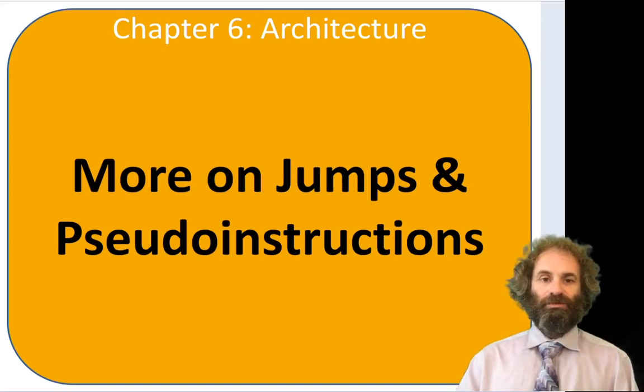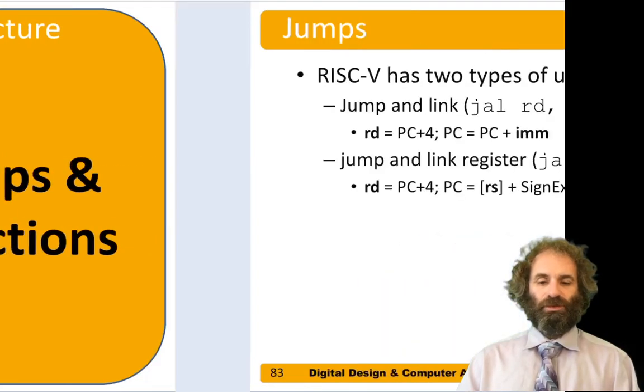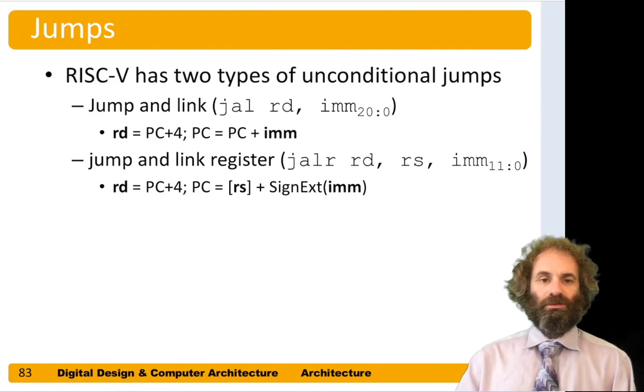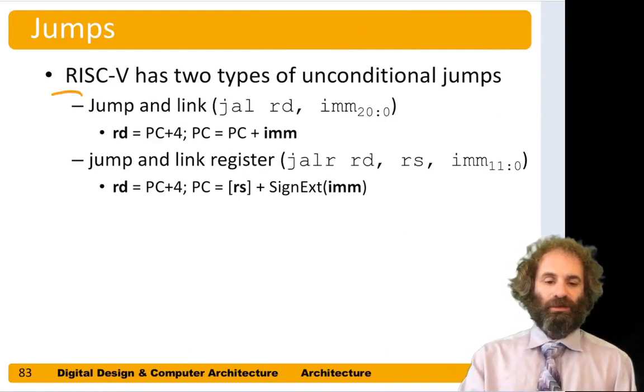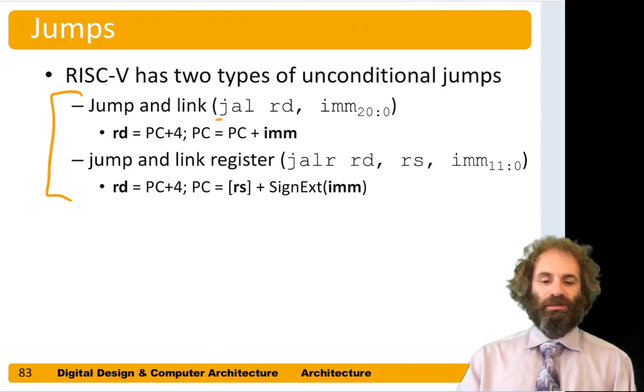Hello! In this video, we'll look under the hood of RISC-V assembly language to look at more about how jumps and pseudo-instructions work. So we've seen a variety of jumps in RISC-V, but actually if we look more deeply, the processor only supports two kinds of jump instructions, jump and link and jump and link register.